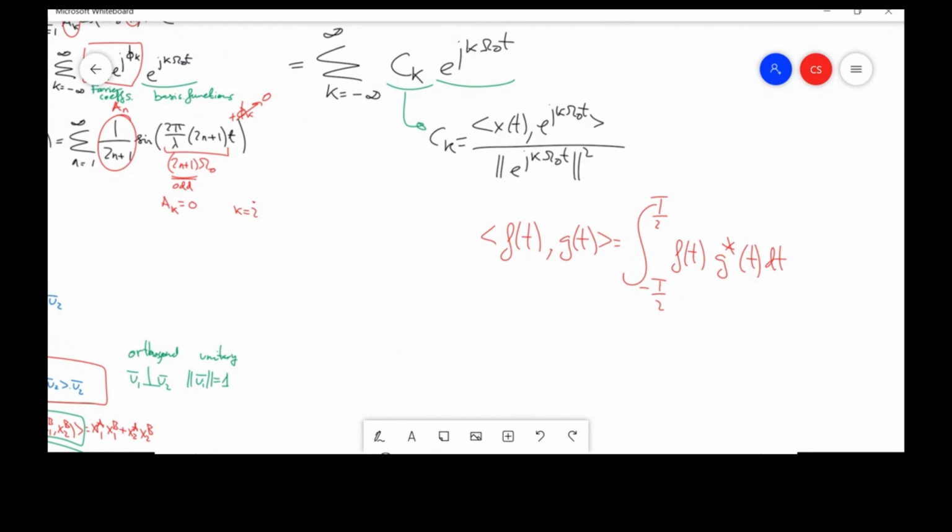The star is the complex conjugate. You know the complex conjugate of a number? Yeah.